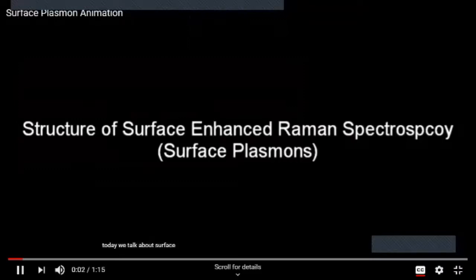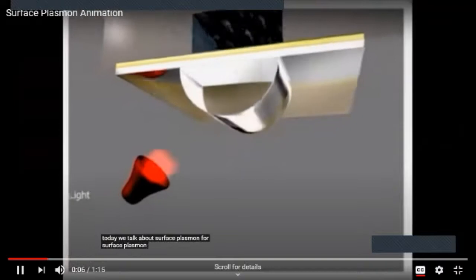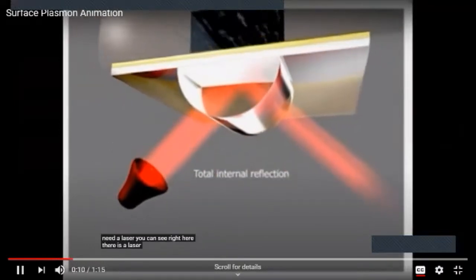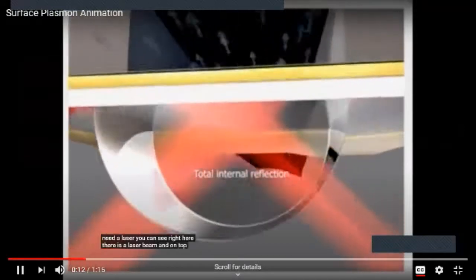We'll talk about surface plasmon. For surface plasmon, you need a light source, a prism, and a laser. You can see right here there is a gold layer, and a laser beam, and on top of the gold there is a dielectric, the glass.